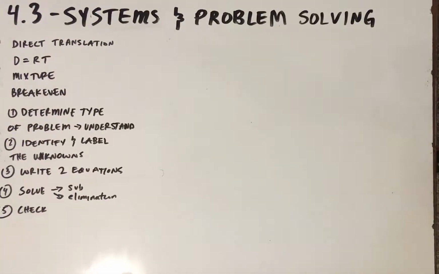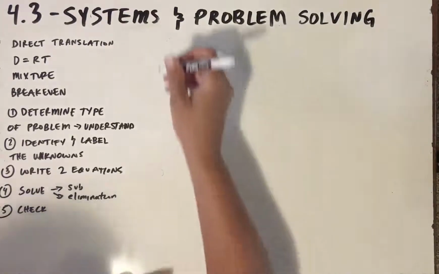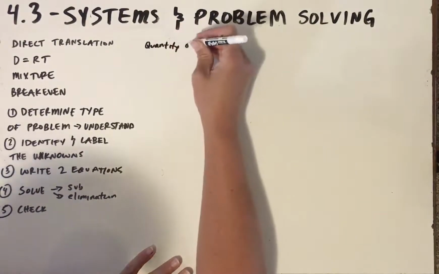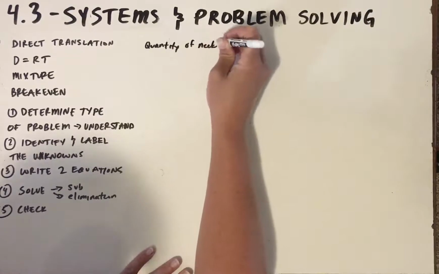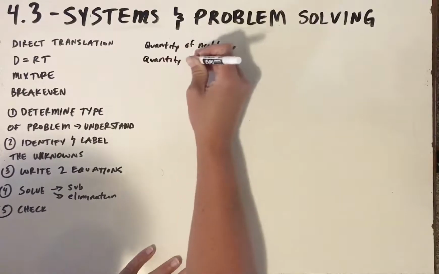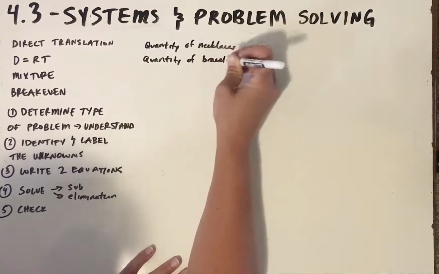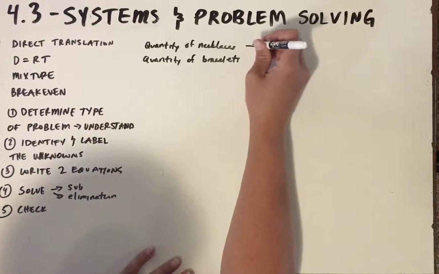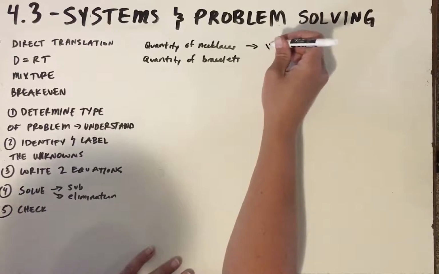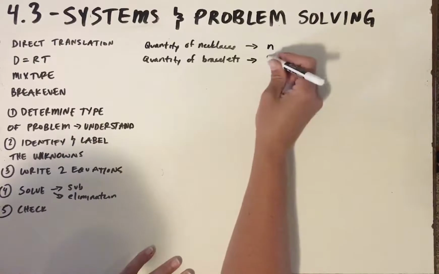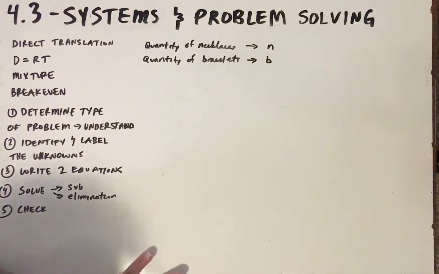So let's identify what we don't know. Well, what does the question say? How many of each type did she purchase? So what I don't know is the quantity of necklaces or the quantity of bracelets. Okay, so necklaces, quantity of necklaces, I don't know. So I'm just going to let necklaces be, let's represent them with the variable n, and bracelets I'm going to represent with the variable b.